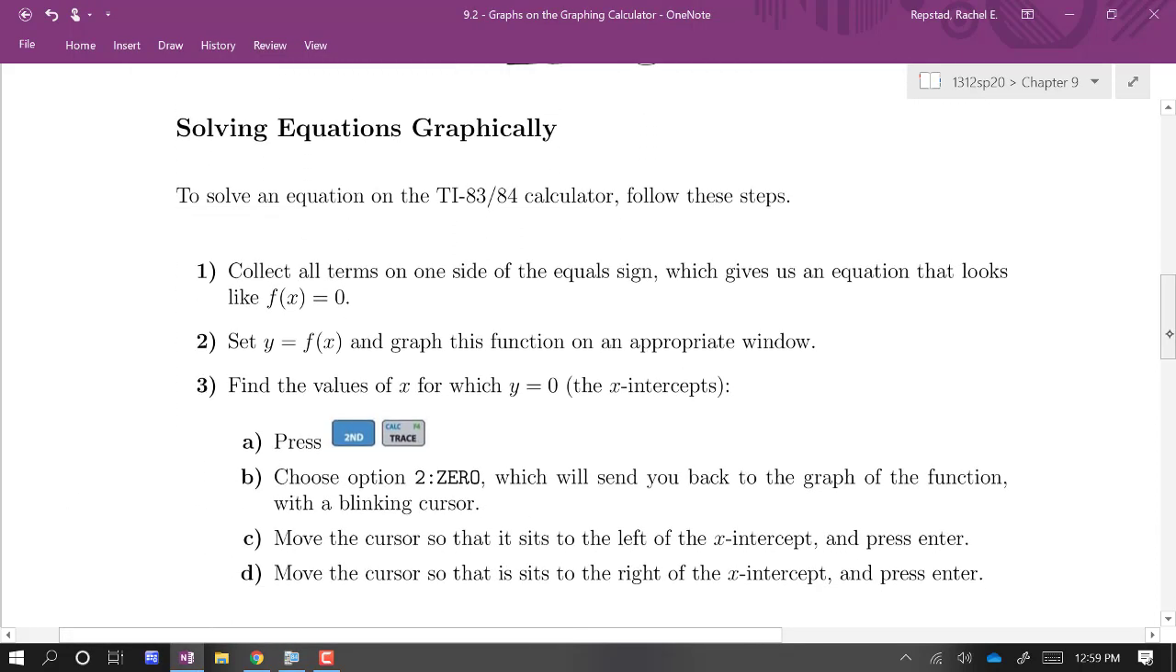Now, to solve an equation graphically: again, we have all kinds of algebraic techniques, but sometimes we might run into a function for which we don't know the solution, or we don't have a technique that works. So if I'm going to solve an equation, what I do is first get all terms on one side of the equation, so I have an equation of the form something equals 0. And whatever that something is, that's what I'm going to graph. I'm going to put that into my graphing calculator.